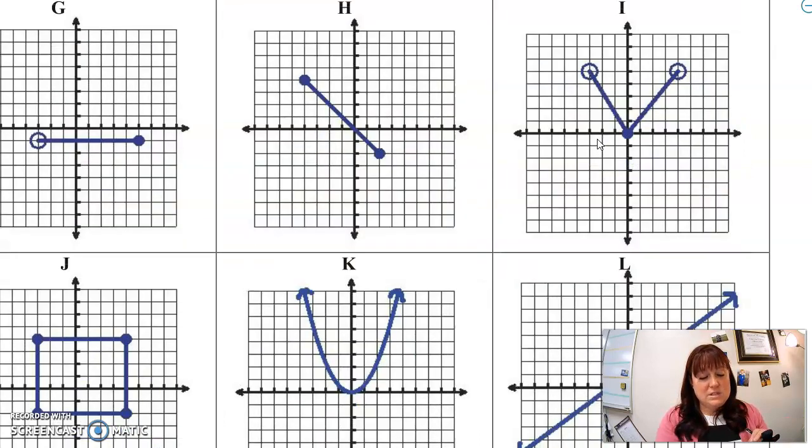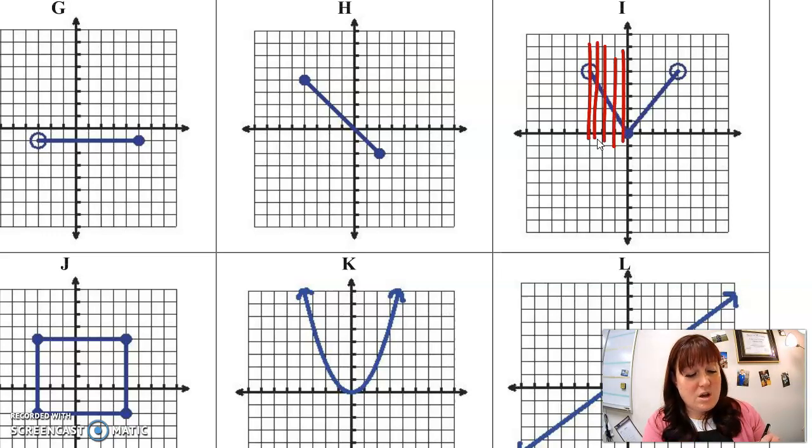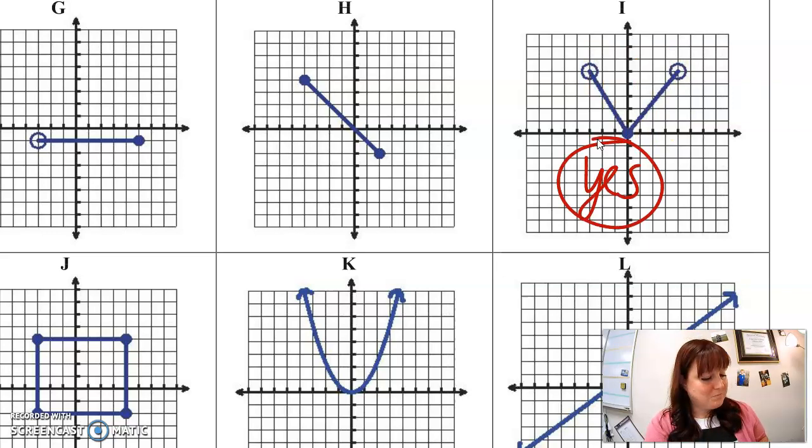Let's look at I. That one's a little bit confusing. People sometimes think, ooh, it looks different. But if you look at it, it always passes the vertical line test. There's never a place that I could draw a straight line that I would touch 2 points on that graph. So yes, in fact, yes, indeedy, this one is a function.